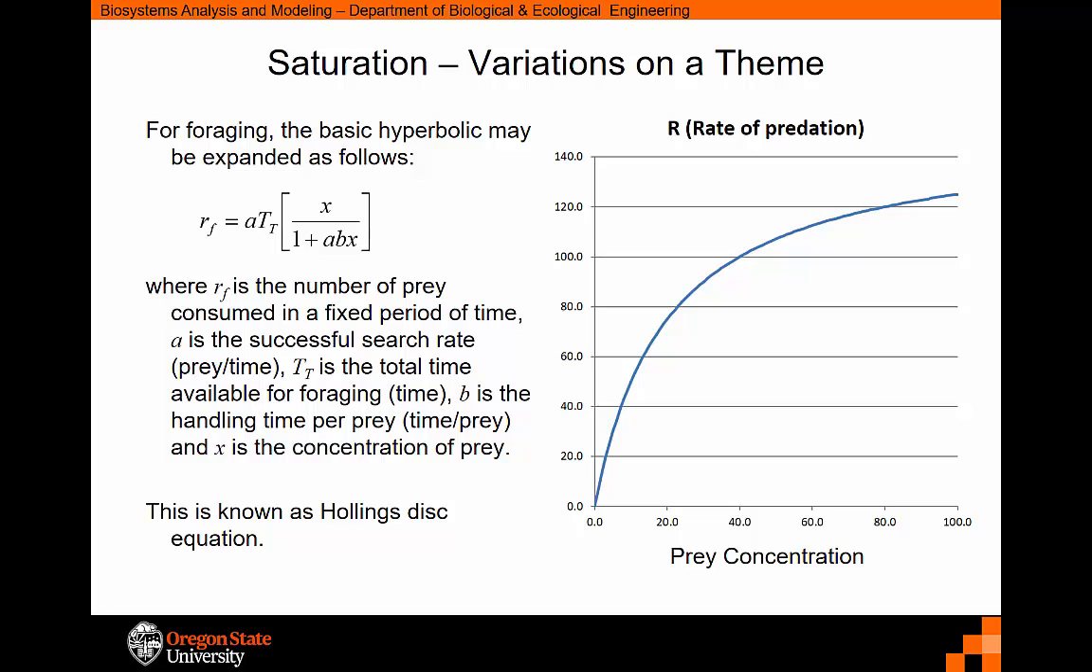concept. In this case, the y-axis shows the rate of successful foraging, RF, as a function of the concentration of the prey being foraged upon, shown on the x-axis and labeled x in the rate equation. The idea is that foraging success increases with prey density, but as prey density increases, the forager's ability to actually process the abundant prey becomes the rate-limiting factor.